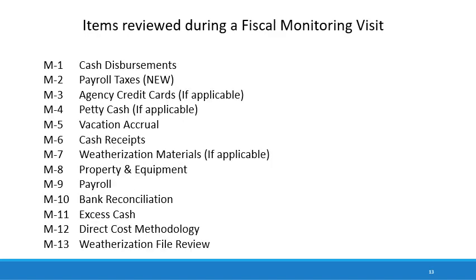This list continues on of the items we review during fiscal monitoring. I'm just going to read a few of them. We also review cash disbursements, cash receipts, property and equipment, bank reconciliation, excess cash. We ask that you keep this list on hand so you're aware of the items we're going to be looking at prior to our review.